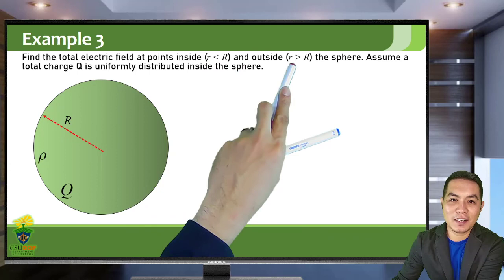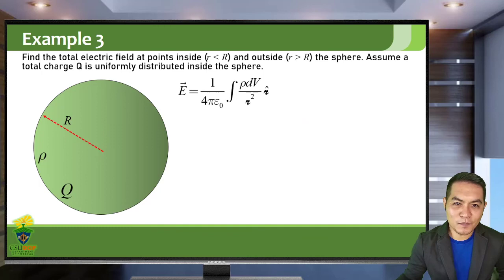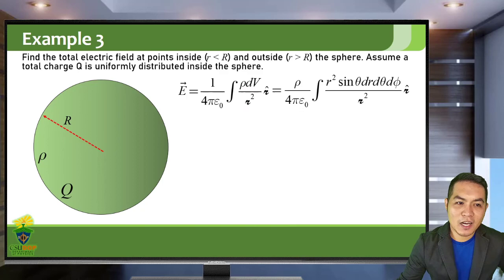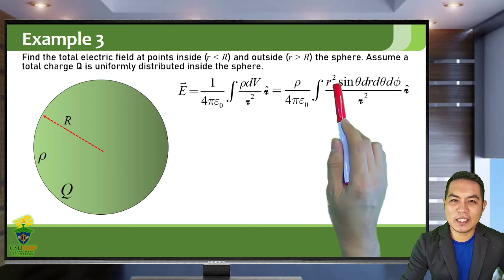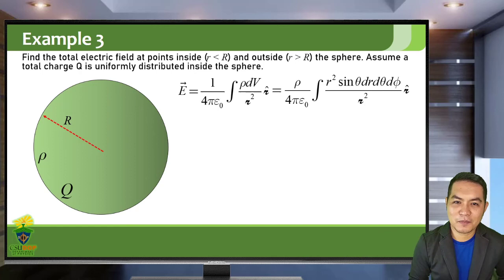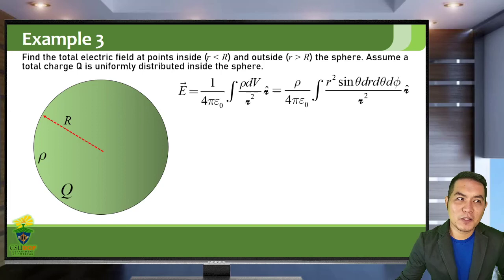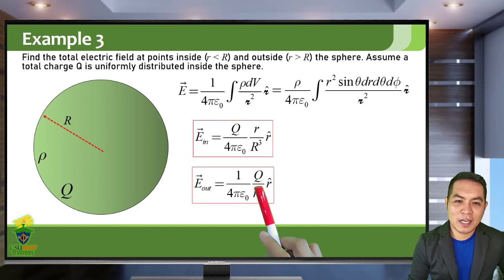So if you use Coulomb's law, you replace dq by rho dv, since this is now a volume charge distribution. And if rho, the charge density, is constant, then you take it out of the integral and you use the differential volume of spherical coordinates for that one. So I will no longer be solving this problem, but if you are interested, you can see the solution in our reference textbook, or even in the University Physics book. This problem is solved in the University Physics book. So you will get the electric field inside like this and the electric field outside like this.